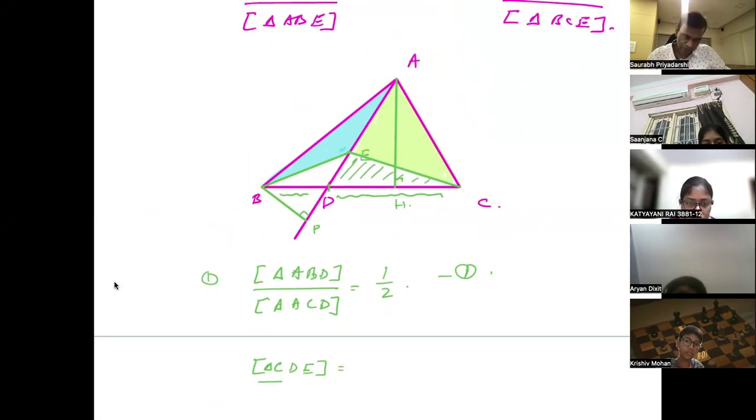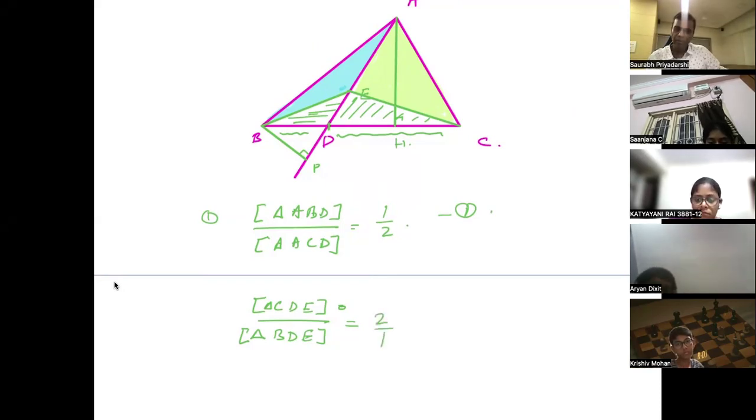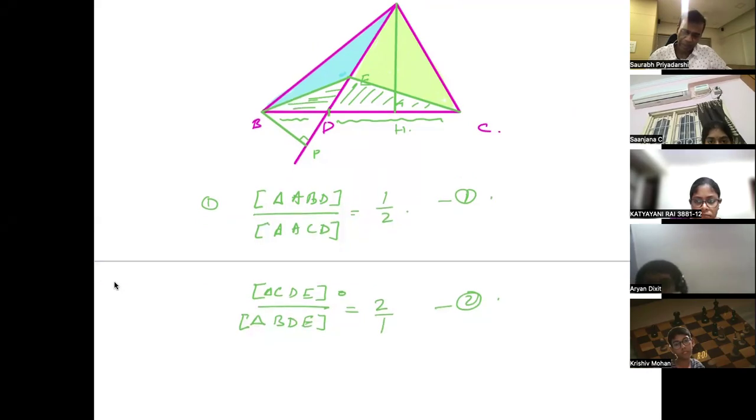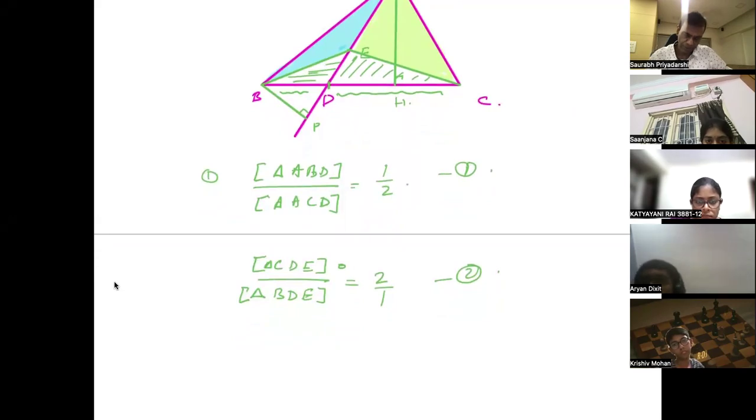And the area of DDE. What we can say for these two areas? Again with the same thing, right? 2:1, right? I've taken this in the reverse way. So this is 2:1. Is this okay? If I subtract both of these, what am I getting from this?